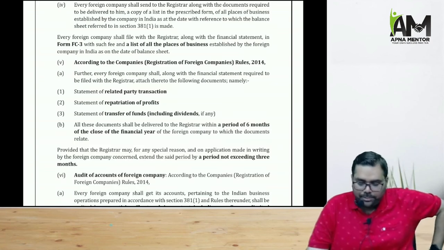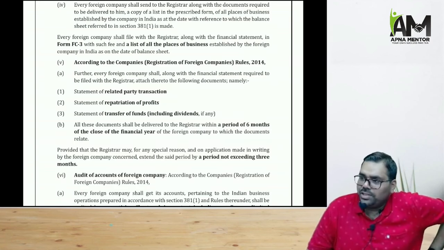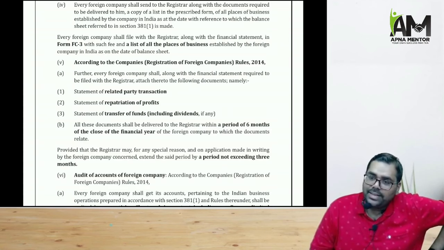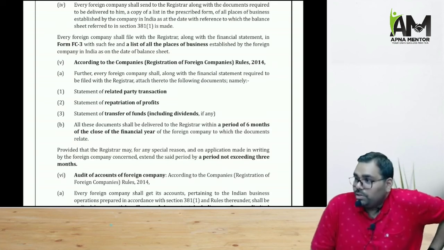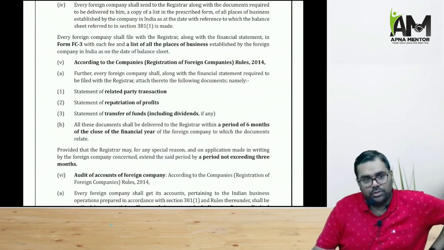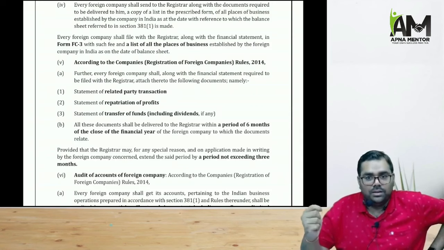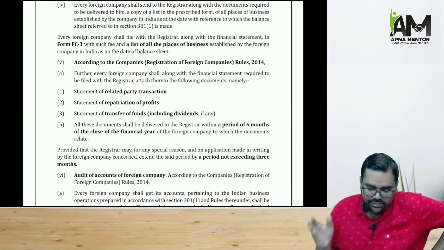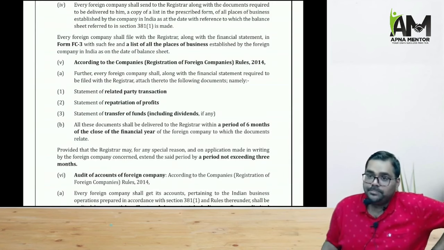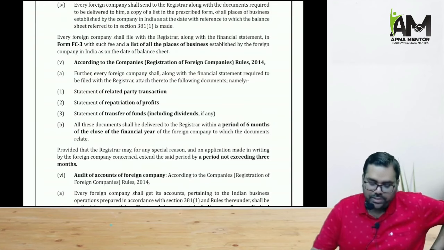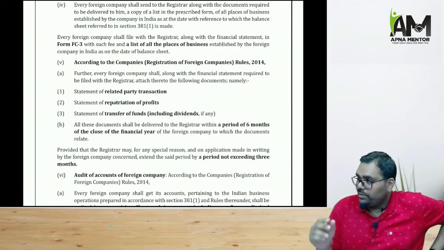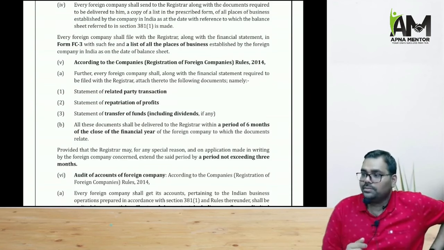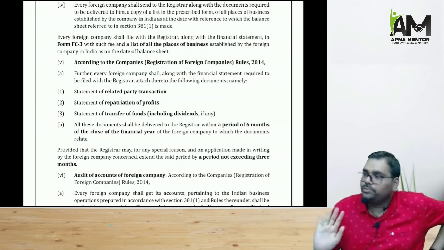The first statement, of related party transactions, was also for the same thing. That okay, for your related parties, what transactions you are doing, we want to know, because it's a foreign company, we don't trust you, we don't know who you are doing what transactions with. So give us a statement of that. Give us a statement of repatriation of profits, and also give us a statement of transfer of funds. Wherever you are distributing the funds, that includes the declaration of dividend. How you are transferring your funds, how much dividend you are declaring, that also we want to know.